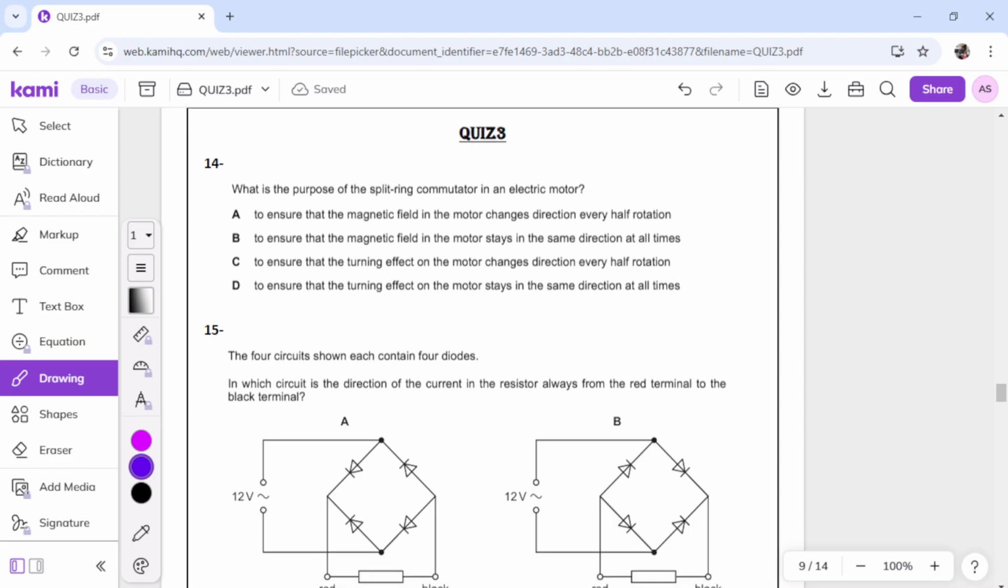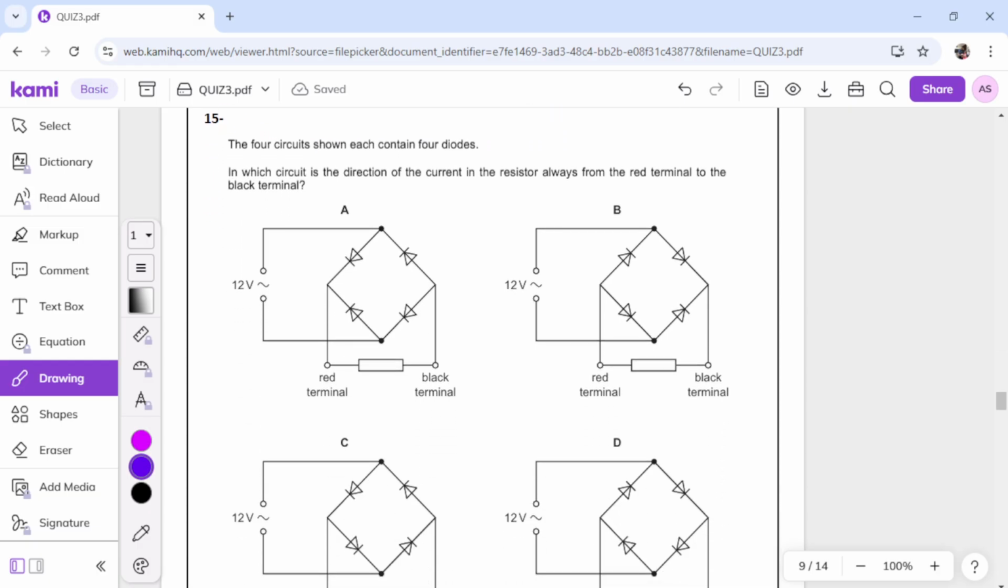Now 14. What is the purpose of a split ring commutator? The function of it is to reverse the current each half round to reverse the force direction, to keep the coil rotating in the same direction. This is the function of a split ring commutator. So this is why I will choose D, to ensure that the turning effect on the motor stays in the same direction.